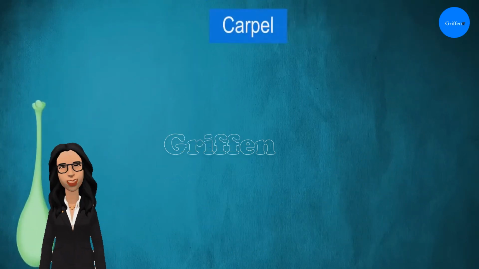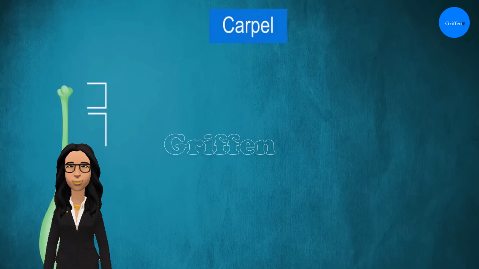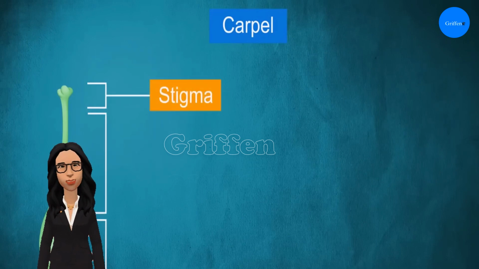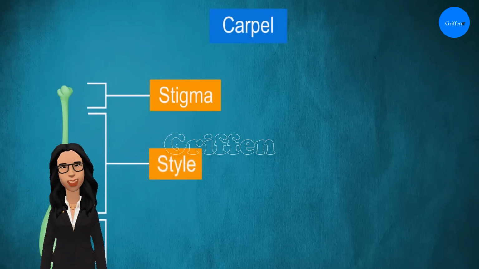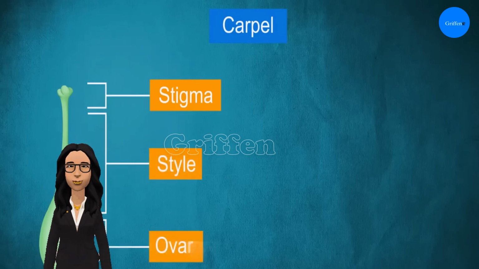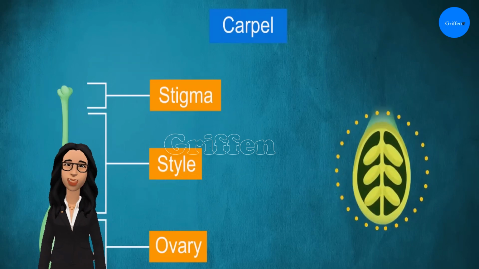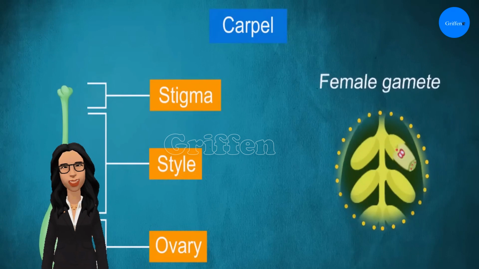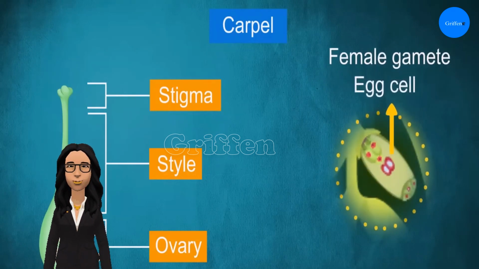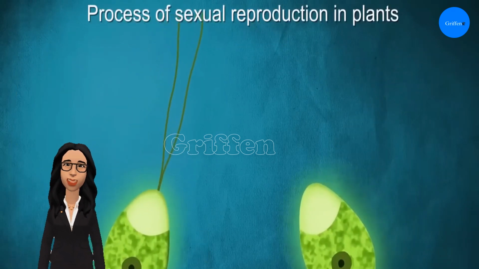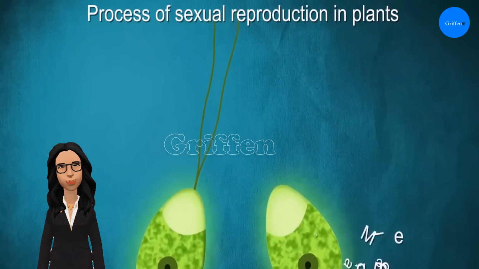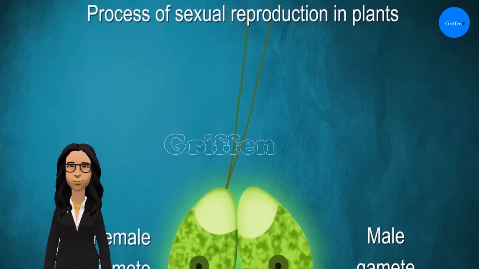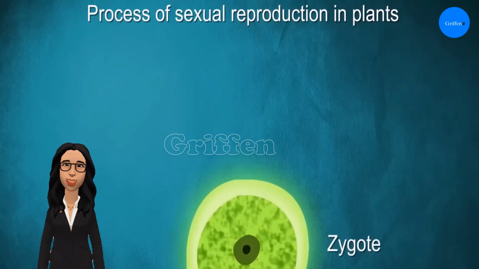A carpel, on the other hand, is made up of three parts. The terminal part is called the stigma. The middle elongated part is the style, and the swollen bottom part is the ovary. Inside the ovary, ovules are present. It is the ovule that has the female gamete called the egg cell. For sexual reproduction to take place, a male gamete is to be fused with the female gamete, thereby forming a zygote.